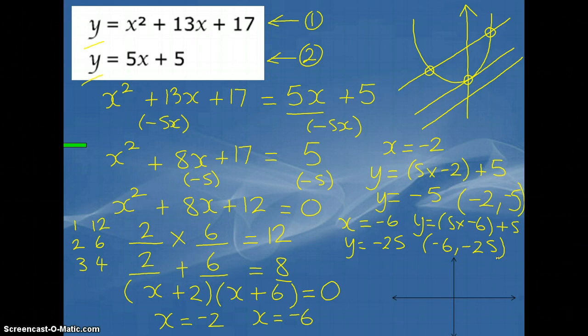What this means in real terms is that the place where the quadratic meets the linear equation, these 2 points which we started with at the beginning, we now know the positions of these. This one here is minus 6, minus 25, and this one here is minus 2, minus 5. And that's how you solve quadratic simultaneous equations.